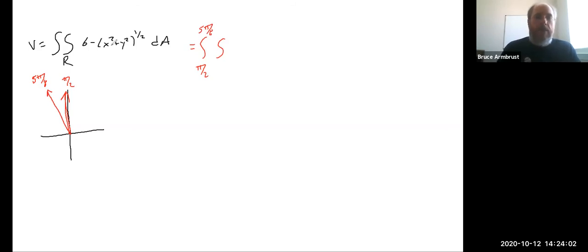Now let's think about our surface in polar. x squared plus y squared equals r squared. So we get 6 minus r squared to the 1/2. R squared to the 1/2 is just r. So that cone is actually a really nice function. It's just 6 minus r. And then we'll put in our r dr d theta.